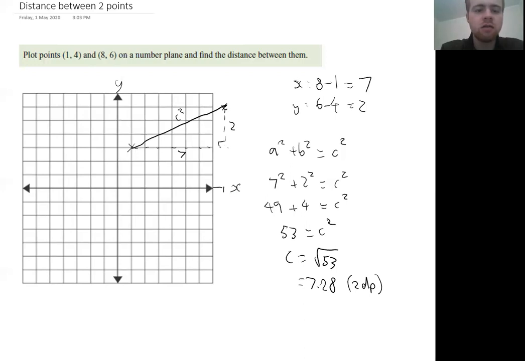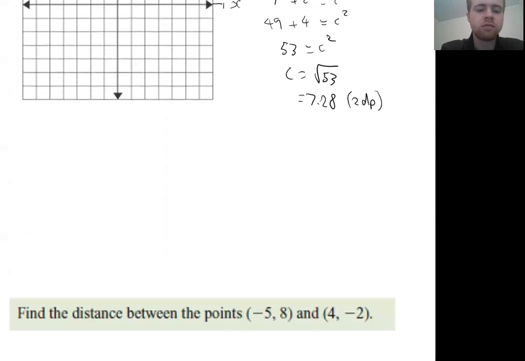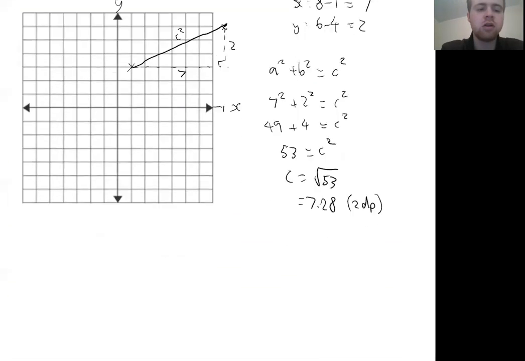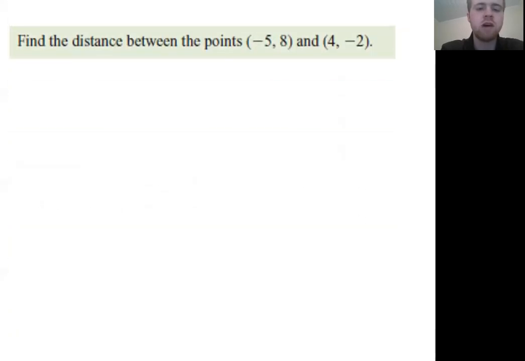All right, now here, we're doing the same thing, except we don't actually have to plot the points for this one. So we're just going to find the distance between the horizontal component and the vertical component. Now, if you want to, you can plot those points and have that visual aid as well. And I'm not going to discourage you from doing that, but I'm going to show you that you can do it without plotting the points.